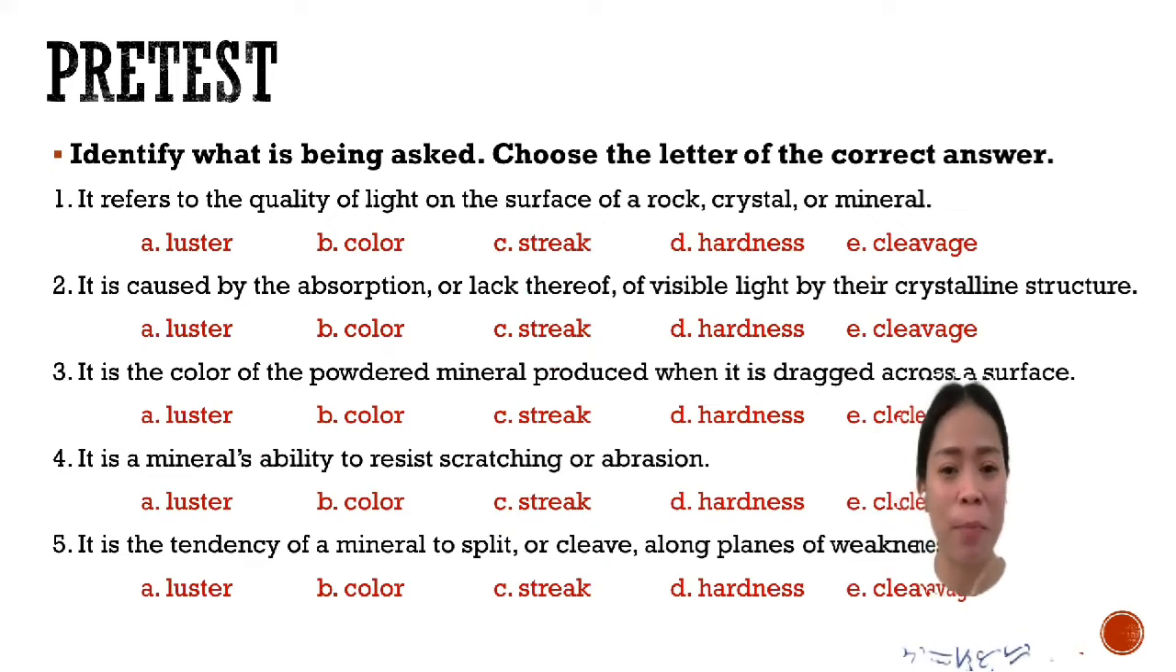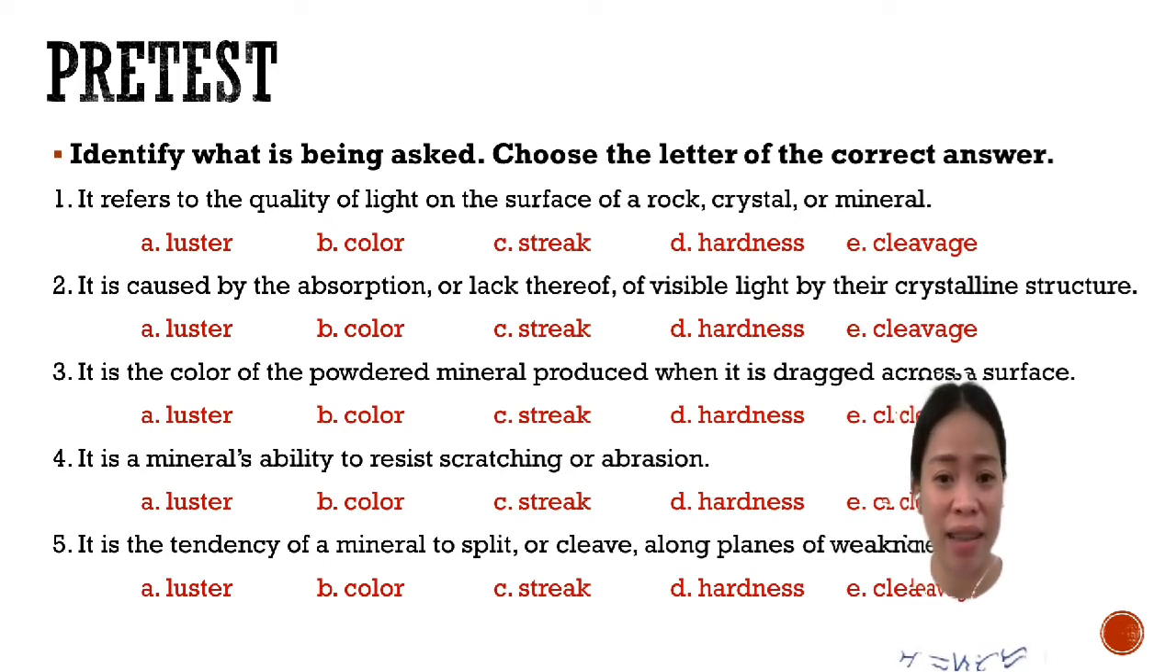Please get a sheet of paper, any paper will do, and answer the pretest. Identify what is being asked. You have to choose the letter of the correct answer. Number 1. It refers to the quality of light on the surface of a rock, crystal, or mineral. A. Luster. B. Color. C. Streak. D. Hardness. Or E. Cleavage.